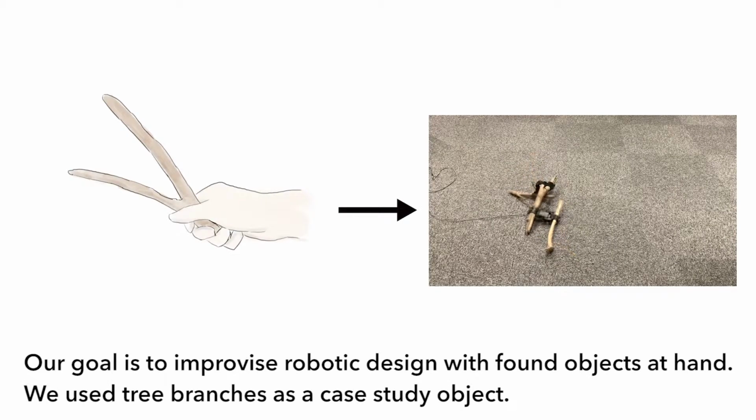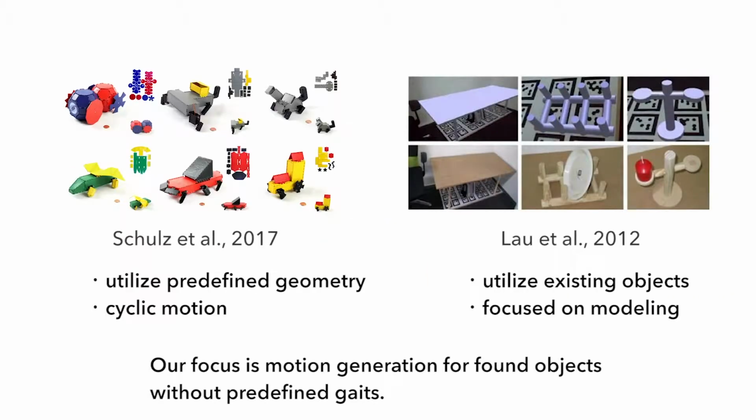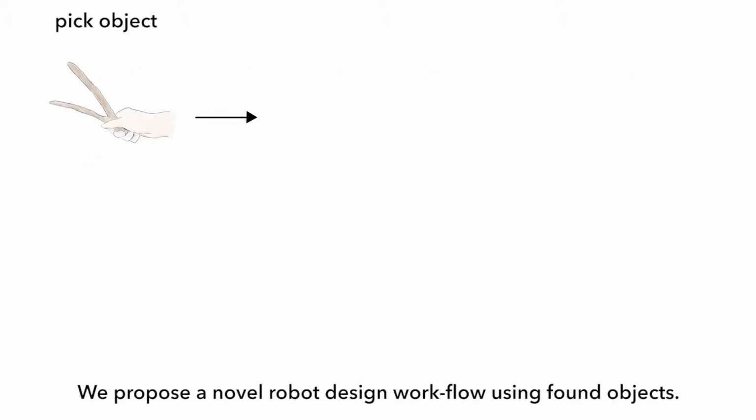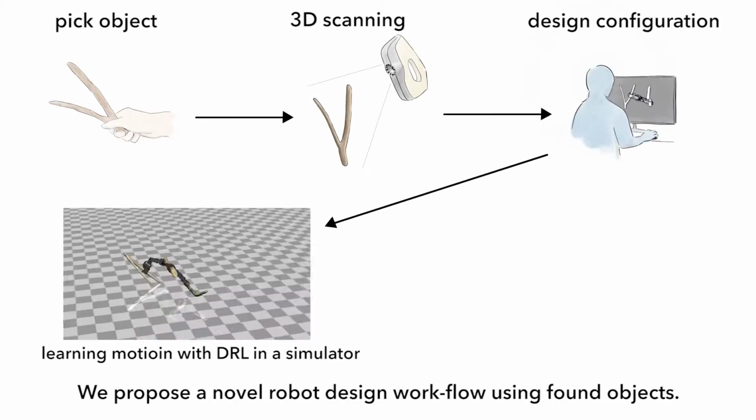Our goal is to improvise robotic design with found objects at hand. We use tree branches as a case study object. Our focus is motion generation for found objects without predefined gaits. We propose a novel robot design workflow using found objects.